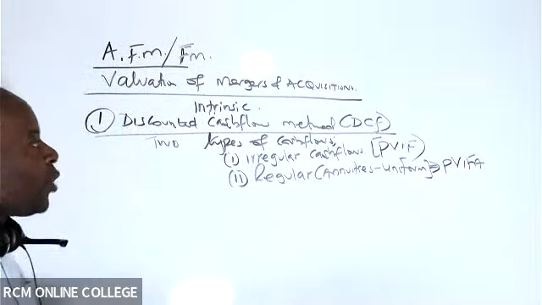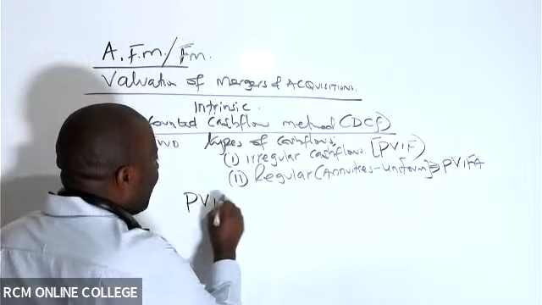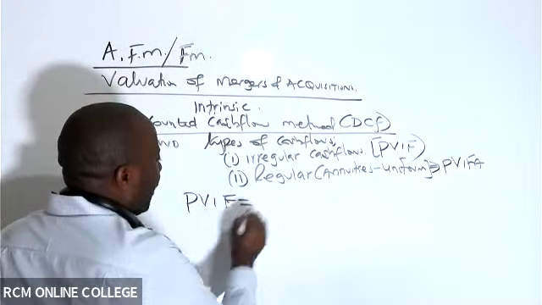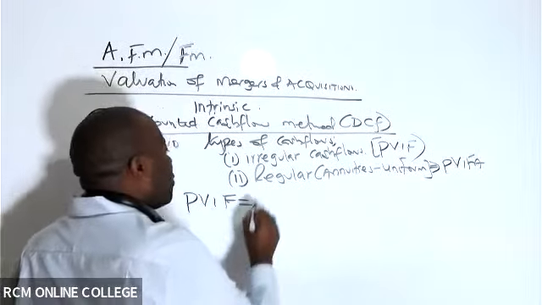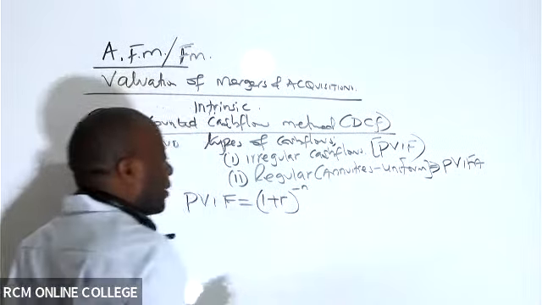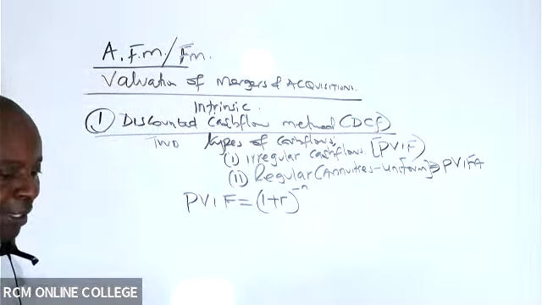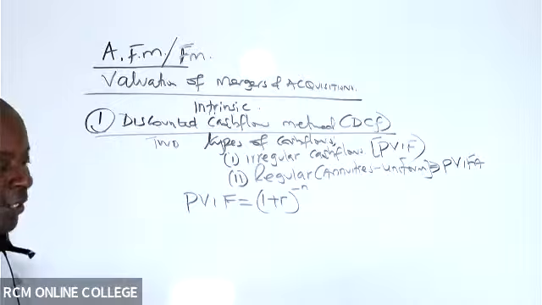My aim this morning is just to remind you of the basic formulas. How do we get our present value interest factor? To get the PVIF, we normally take 1 plus r raised to negative n.